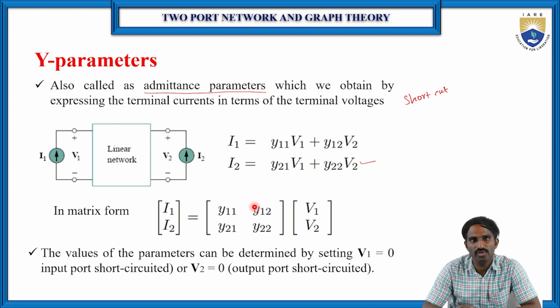So by short-circuiting the input and output, we can find the values of Y11, Y12, Y21, and Y22, the parameters of the admittance matrix.